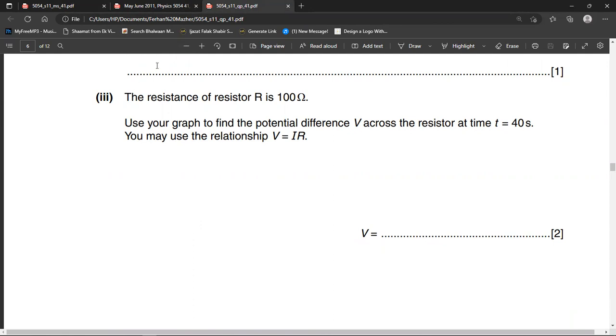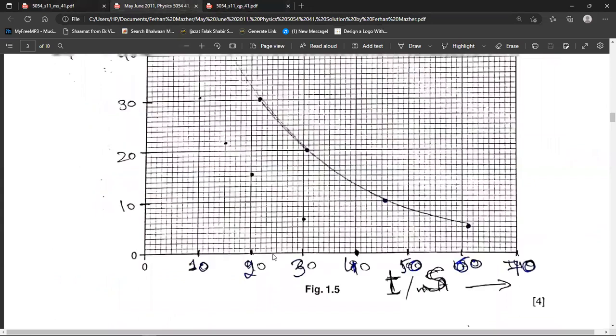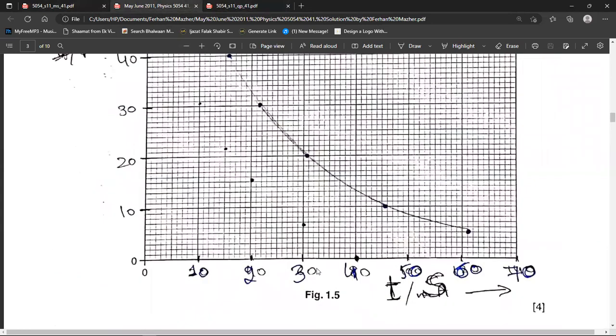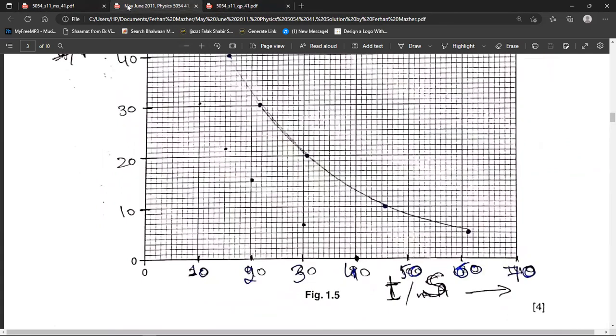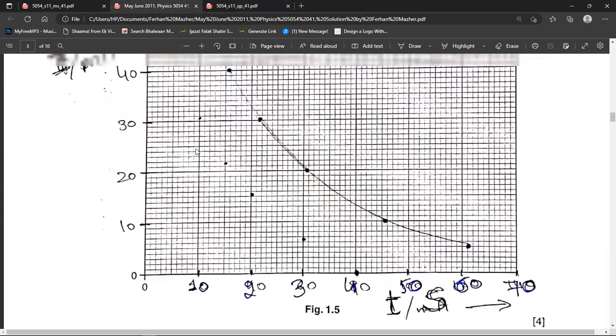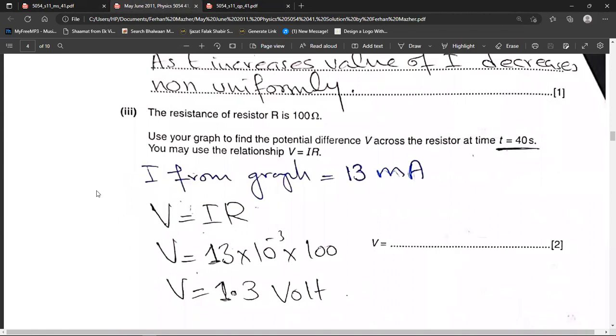Okay. So from this graph, when the time is 40, I will check how much is this current. This is 11, 12, 13 milliampere. So I know the resistance, that's 100 ohm. And I know the current, that's 13 milliampere. So I can find out the potential difference. The I from the graph is 13 milliampere.